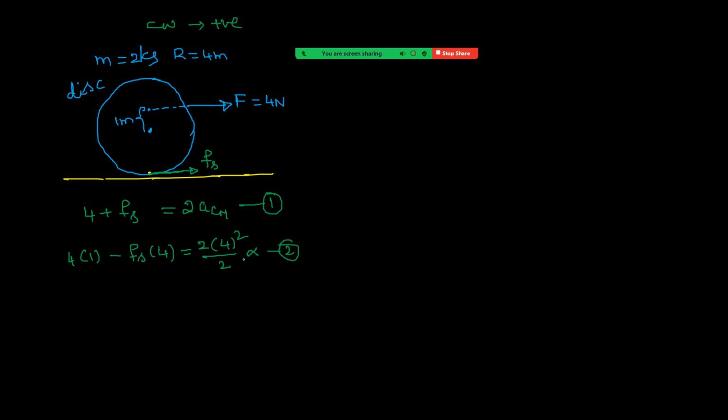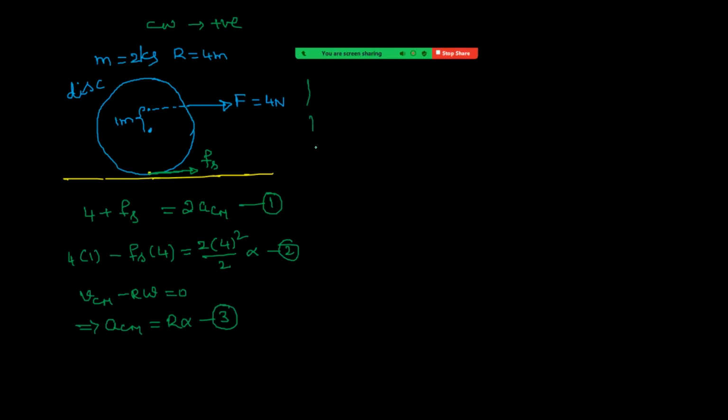Then see what we can do. Now we have to focus on the relation between alpha and ACM. Since it is rolling without slipping on the ground, the velocity of the contact point should be the same as that of the contact surface, which is the ground. So its velocity must be equal to 0. Velocity 0 means VCM minus R omega should be equal to 0. If you differentiate this, we get ACM equal to R into alpha. This is our next condition.